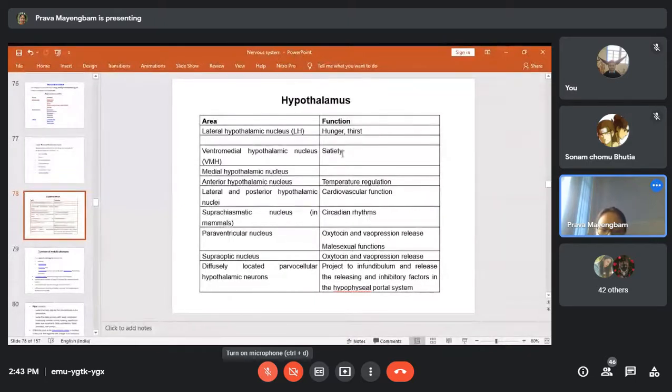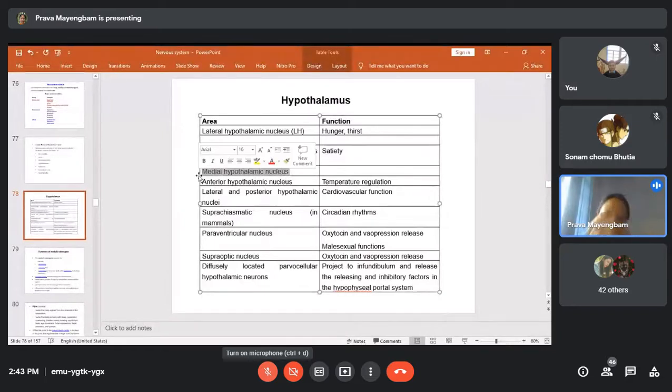Can you hear? Yes, okay. You remember that the lateral hypothalamic nucleus is associated with hunger and thirst. Medial or ventromedial hypothalamic nucleus is associated with satiety. Stimulation of the ventromedial hypothalamic nucleus will lead to satiety. Satiety means you feel full, you don't feel hungry. And when the lateral hypothalamic nucleus is stimulated, it leads to hunger.